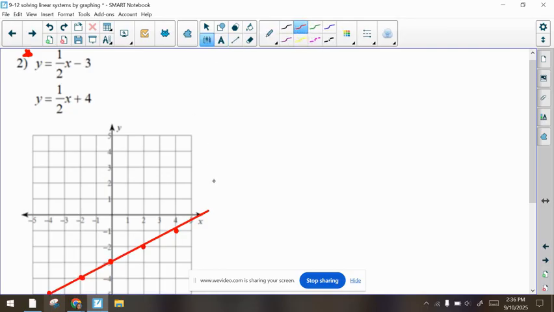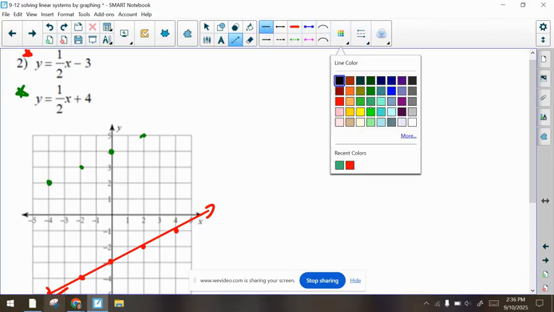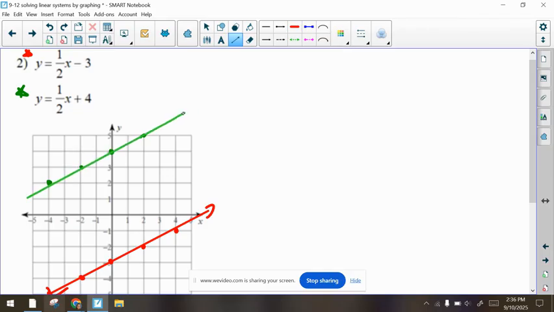I'll go ahead and throw some arrows on the end, and then we'll move on to the second line. So second line, I'm going to graph in green. My y-intercept is 4. Slope is 1/2. So again, up 1, right 2. I ran out of room, so I'm going to go down 1, left 2, down 1, left 2. Using my line tool to connect all those dots, throw some arrows on the end.